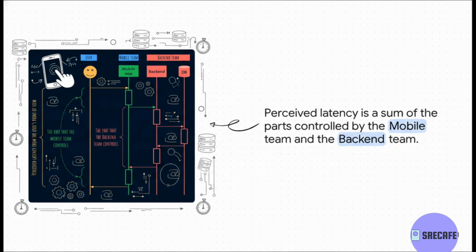So the total latency, the time from when a user taps the screen to when they see the result, is a shared metric. The mobile team controls the green parts. That's time spent on the device, maybe rendering things or parsing data. The backend team, they control the red parts, time spent in their service, querying the database. The key thing is, neither team controls the whole end-to-end experience.